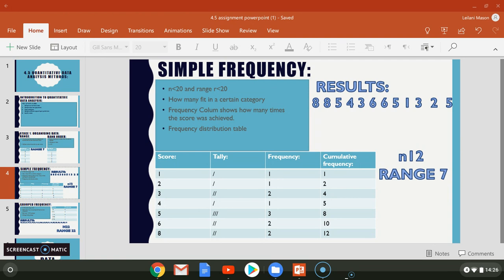So in this, it shows that the number is 12 because that's the highest number of the cumulative frequency, and the range is still 7 because the highest point is 8 minus the lowest is 1.